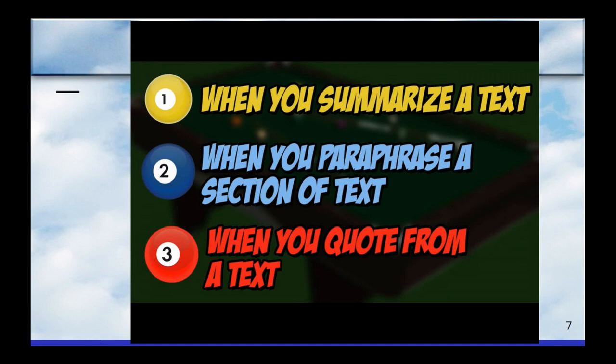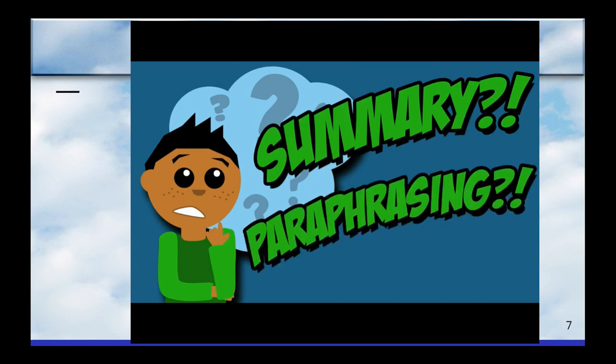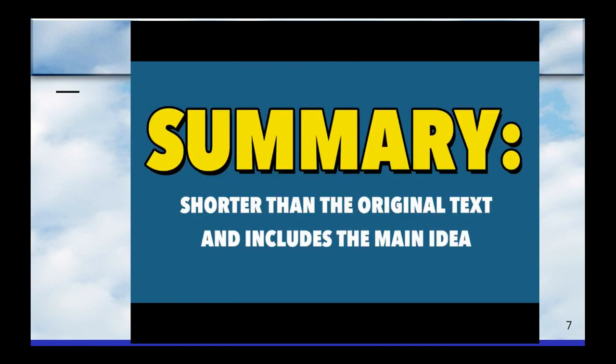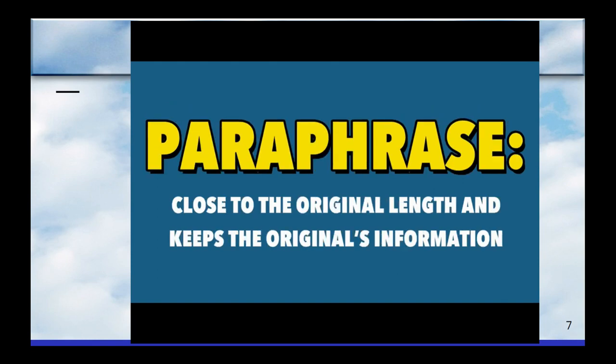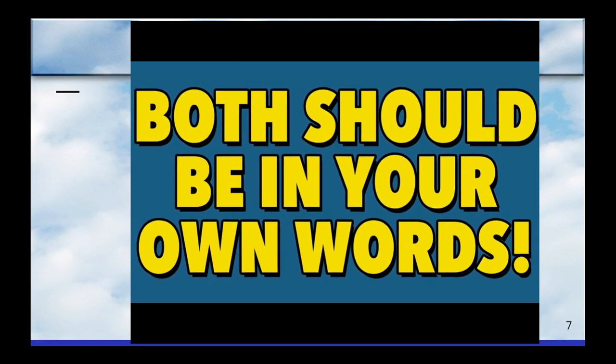But now you're probably asking yourself, what on earth is the difference between a summary and paraphrasing? Well, to be as brief as possible, a summary is shorter than the original text and includes the main idea. It uses your own words. A paraphrase might be close to the same length as the original. It keeps the original information and states it in your own words. Notice that both of them use your own words.